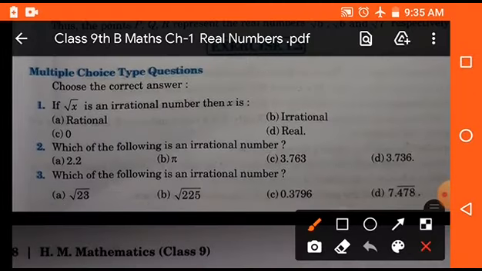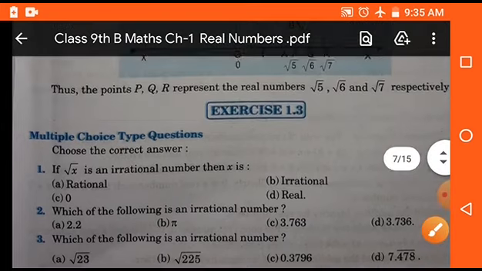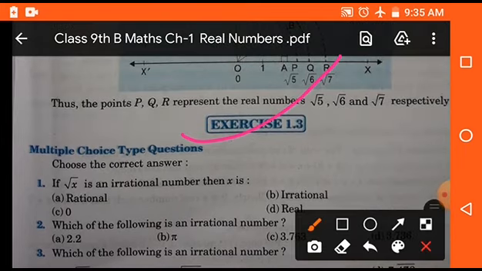Student, there is another exercise, number 1.3, and in this exercise you can solve the questions related to irrational numbers. So you can also solve this exercise very easily with the help of these examples and the above description.